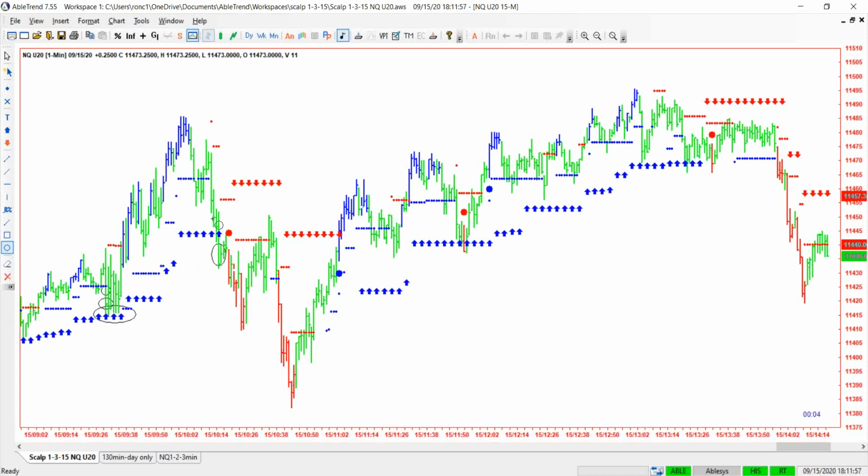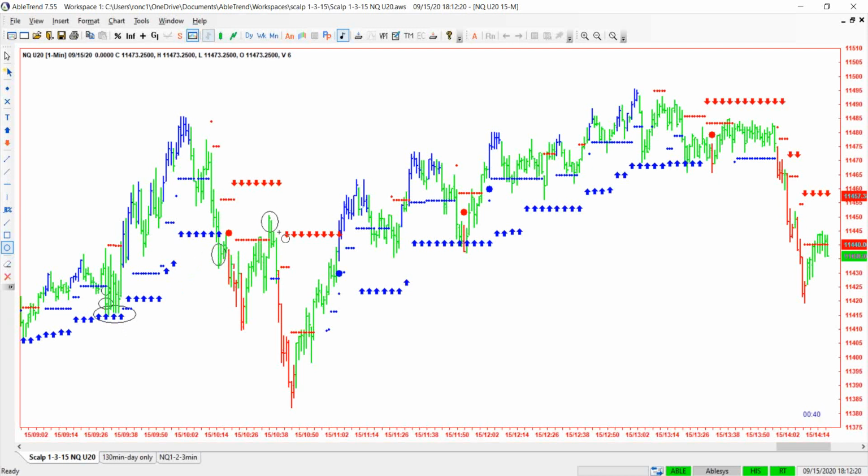Like right here. See, came down, hit the blue arrow, closed under it. Oh, no. We broke down below support. No trade. See, what about over here? You hit the red dot here. No. It closed above the red dot. No trade. Those are the only ones we don't take, if it closes on the other side of the red or blue dot or arrow. Of course, we don't take those.